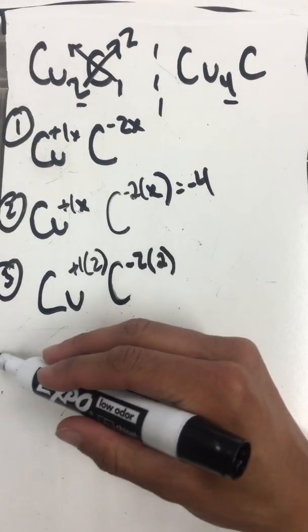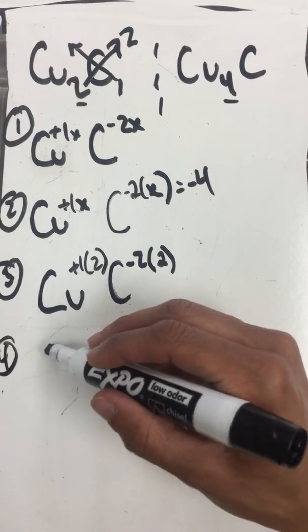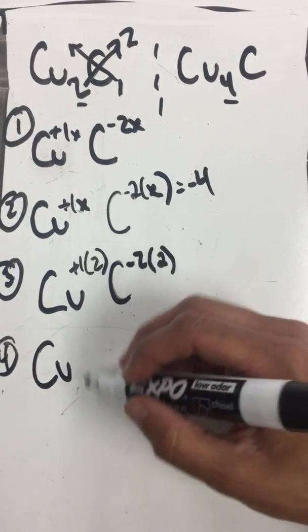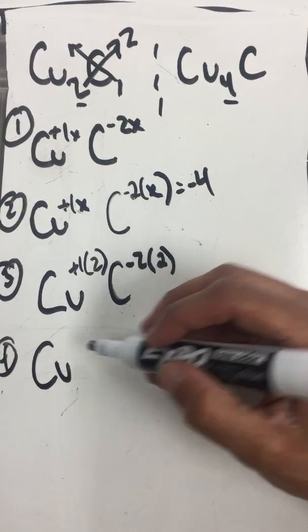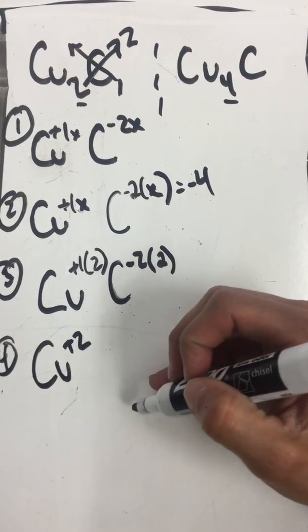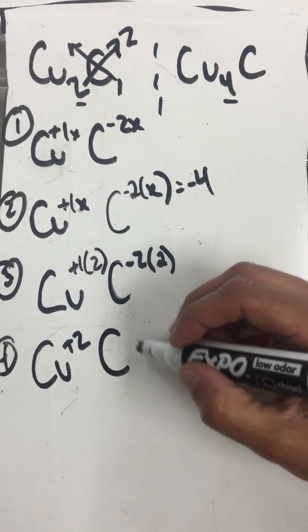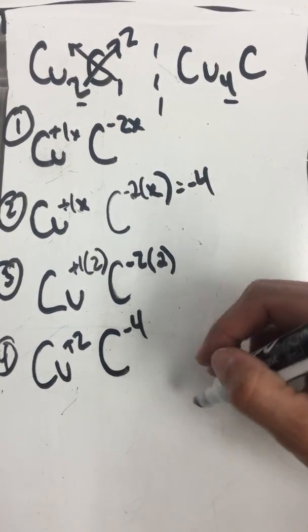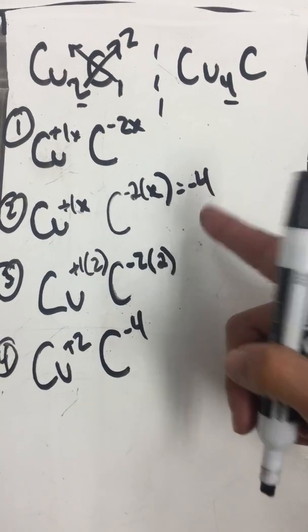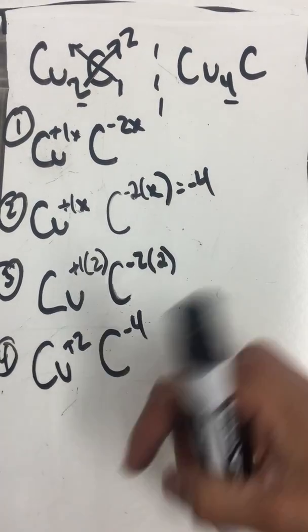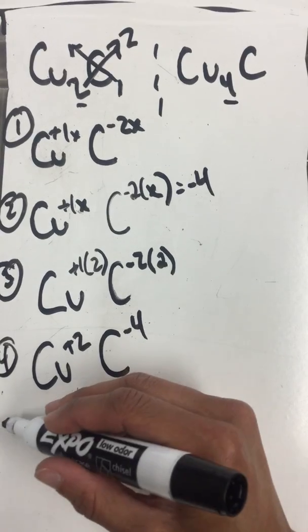And then I'm just going to finish off by figuring out my charges. This copper is going to be a charge of +2, and this carbon is going to be a charge of -4, which is the thing that we got from the periodic table.